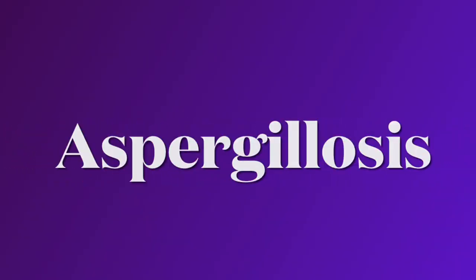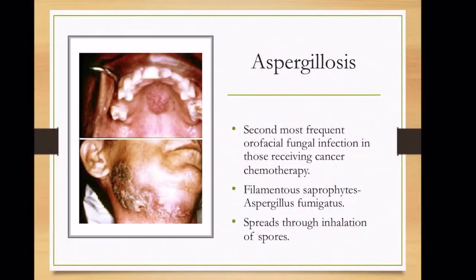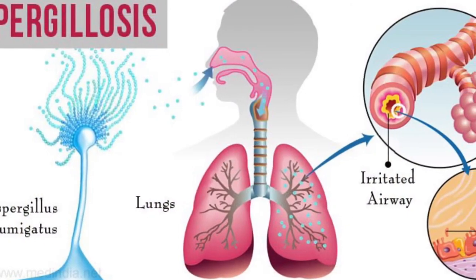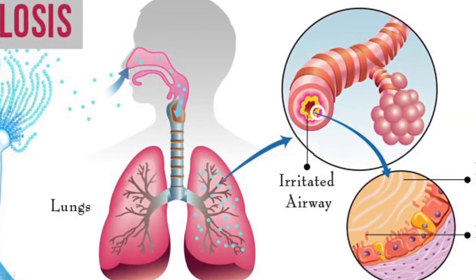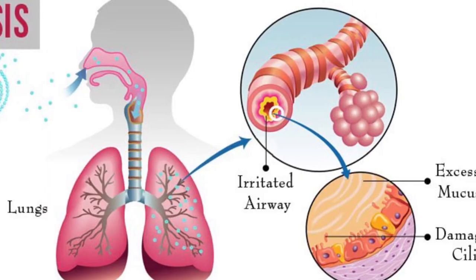Now moving on to the other fungal infections, first is Aspergillosis. It is caused by a filamentous saprophyte Aspergillus fumigatus, and it spreads through inhalation of spores. The lesions are characterized by yellow or black color ulcer with a necrotic base and typically located on the palate or the posterior surface of the tongue.